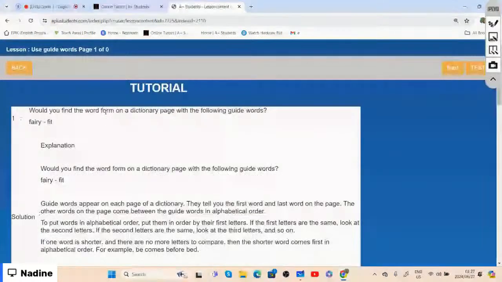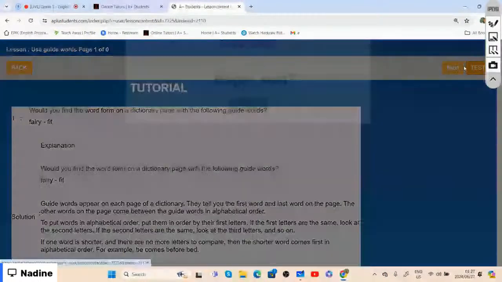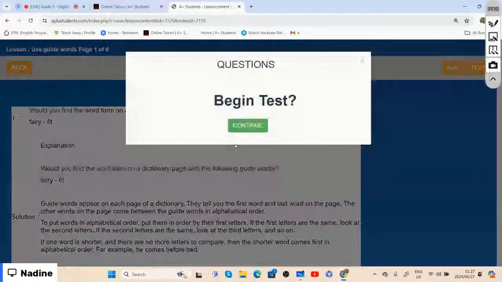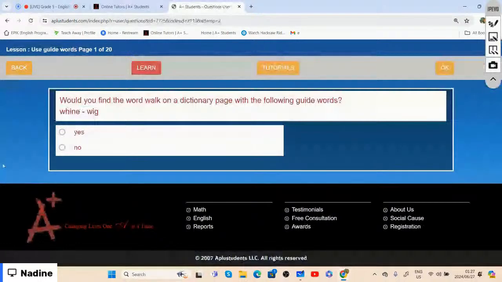All right, so let's go to our test. We are going to be using guide words. We need to say which word will come between these words. It says, would you find the word walk on a dictionary page with the guide words wine and week?